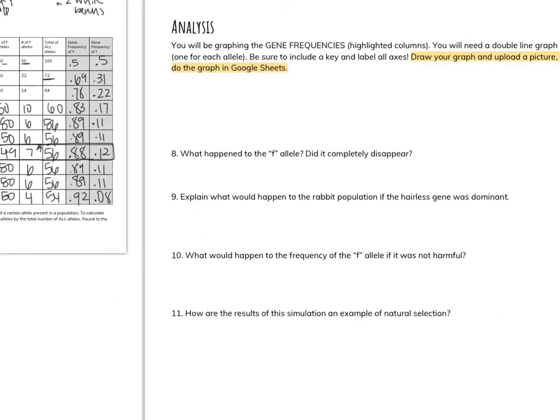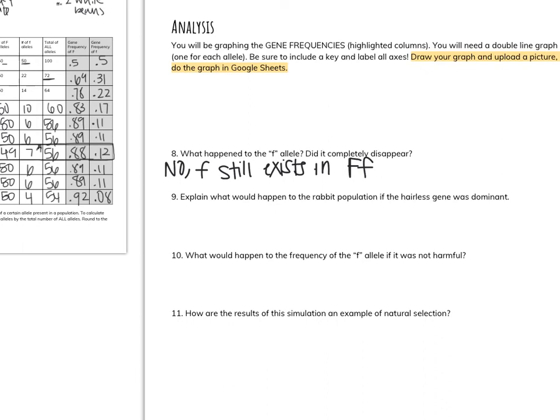Okay, so we can finish answering these questions using the table and the graph. So number 8 says, what happened to the little f allele? Did it completely disappear? It did not completely disappear, so no. It exists in the population, though, because there weren't any furred bunnies. It exists in the population in the heterozygotes because they're big F, little f, and they still have the little f allele, but they don't die off. No, little f still exists in the heterozygotes.